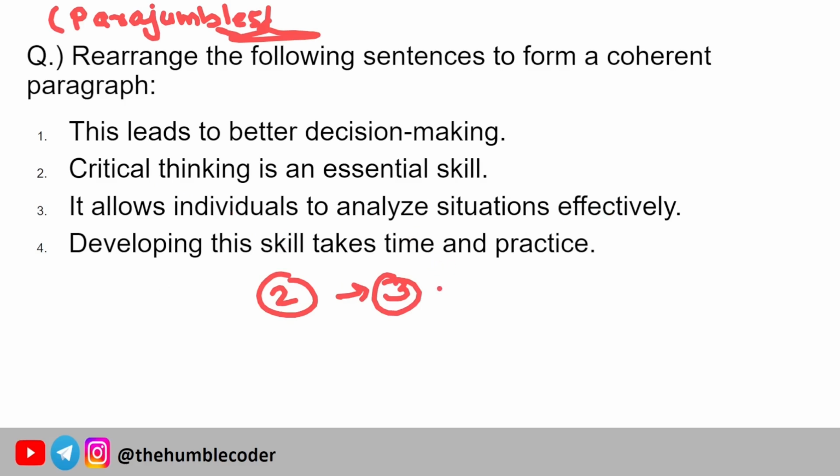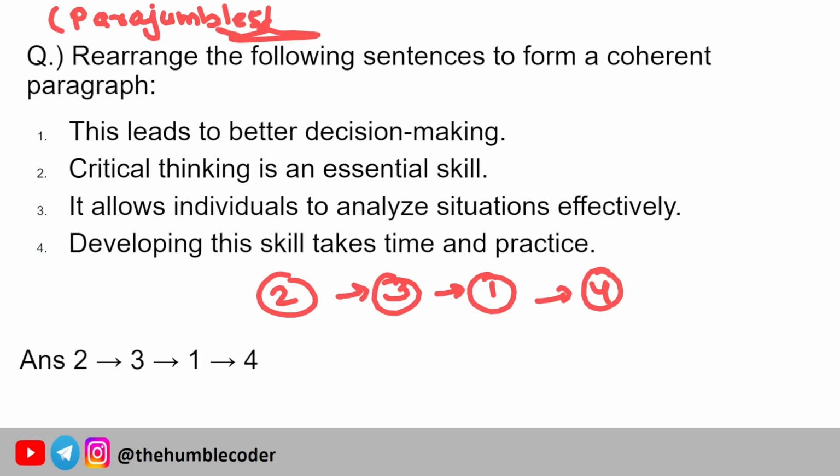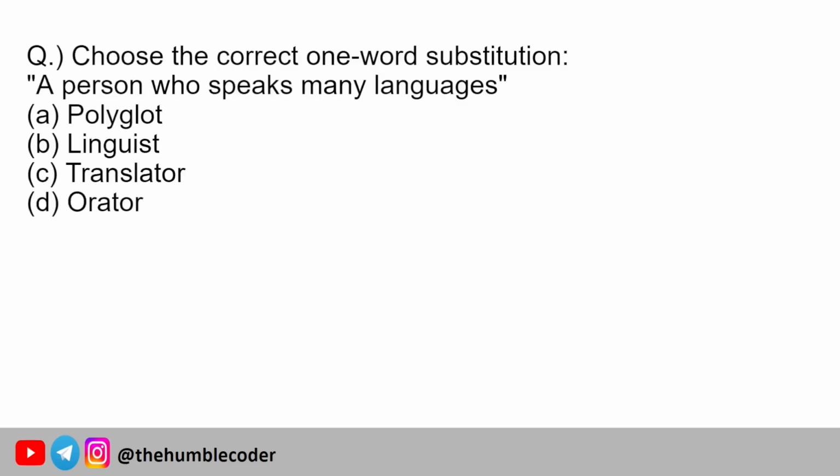Next option, next sentence is going to be sentence number 1. This leads to better decision making. Developing skills take time and practice. So the correct answer is 2, 3, 1, 4. Let me know if you yourself were able to find the answer for this one or not. So moving on to the next question.